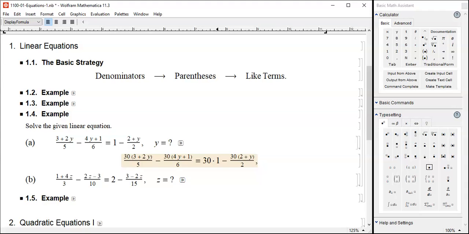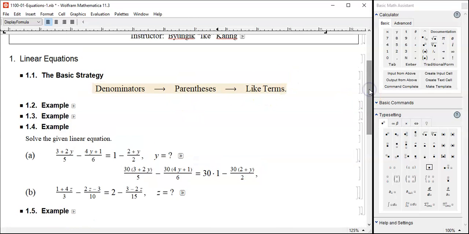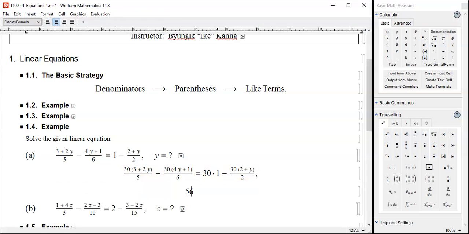Don't do this. Please go back to the basic strategy and remind yourself why in the world you multiplied by 30. You wanted to take care of the denominator, wasn't it? That was the purpose. Don't forget the purpose. The first step is to remove the denominator, so multiplying out here is a poor idea. Remove the denominator first. 30 divided by 5, what is it? That's 6.